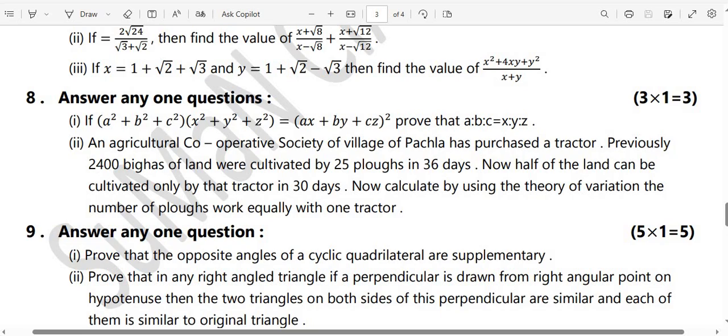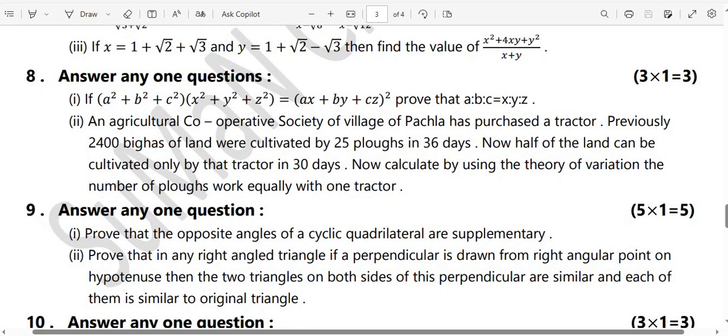Answer any one question. 5 into 1 is equal to 5. Each question carries marks 5. 1. Prove that the opposite angles of a cyclic quadrilateral are supplementary.